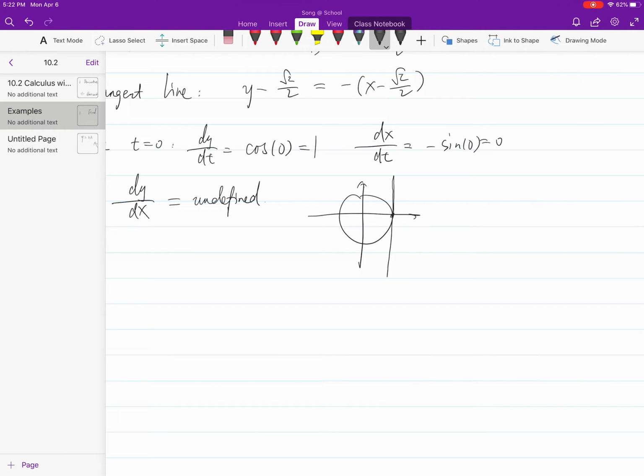Does it make sense? Well, if you think about the circle, t equals 0 is basically asking what's the slope of the tangent line here. Technically, it's infinity, right? It's divided by 0, so it's undefined. That is good. So before, you would say there's no derivative here, or you can say no changing rate.